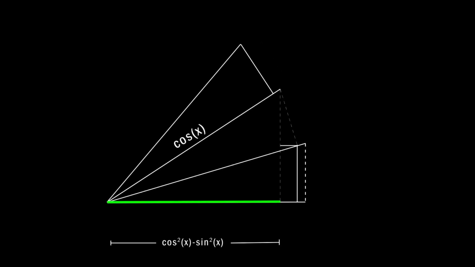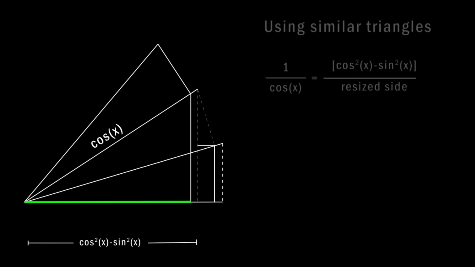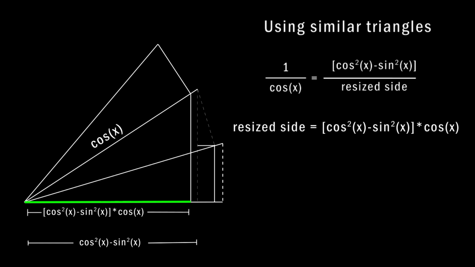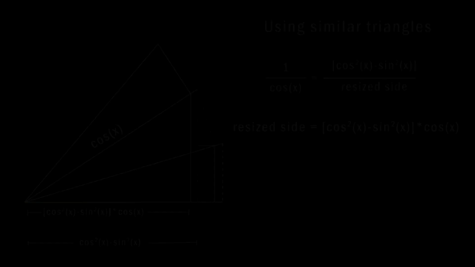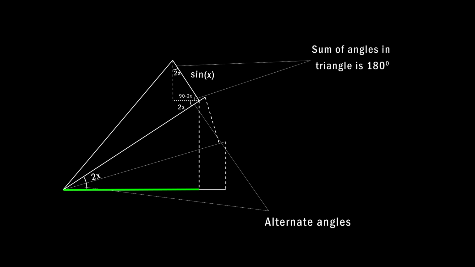Using the same process explained before, we can again shift the sine side to the bottom vertex of the third triangle, and using similar triangles, we will get its length to be cos squared x minus sin squared x times cosine x. The sine x side of the third triangle is slanted, and its horizontal component can be obtained by figuring out the angle of the top vertex by using a similar process as before of finding the angles with the help of alternate angles and the sum of angles in a triangle method.